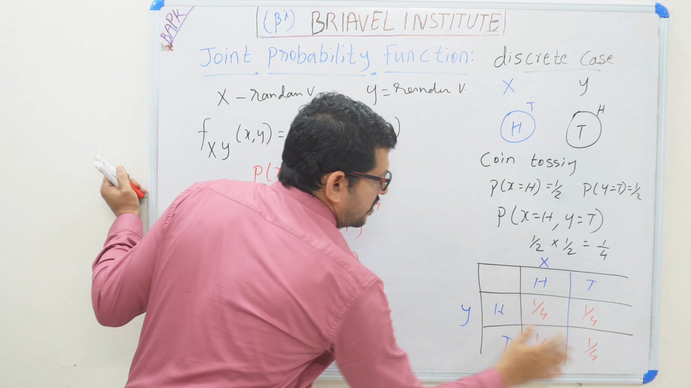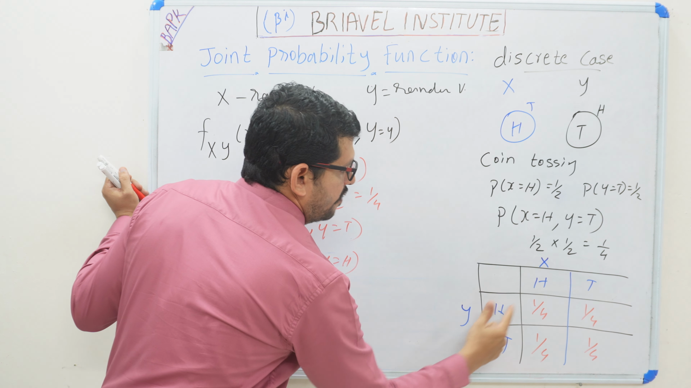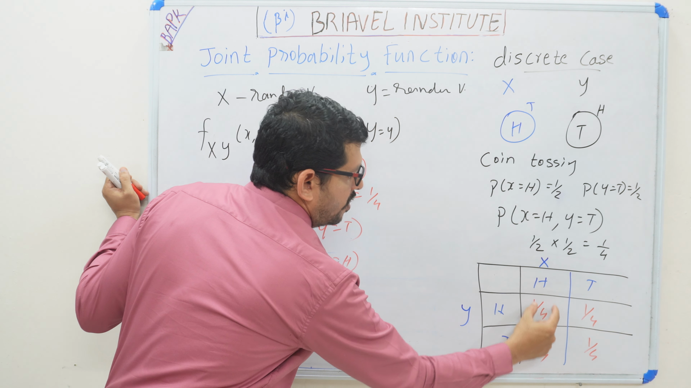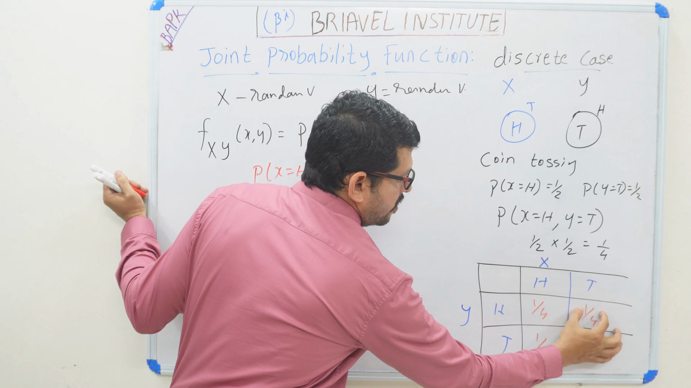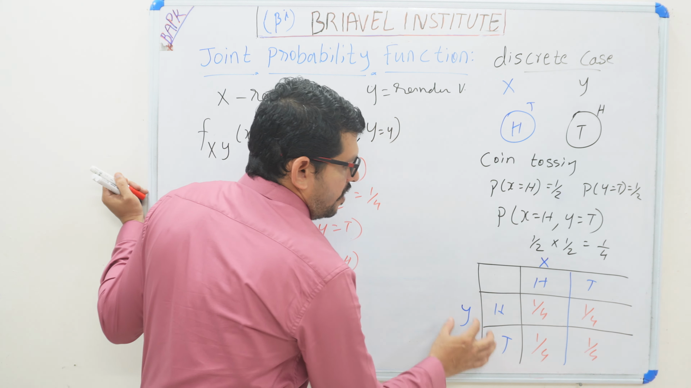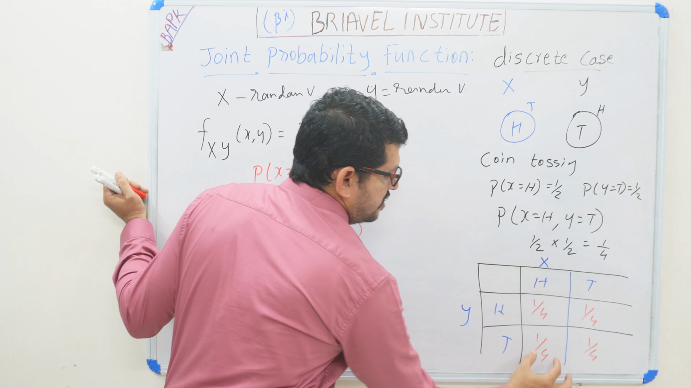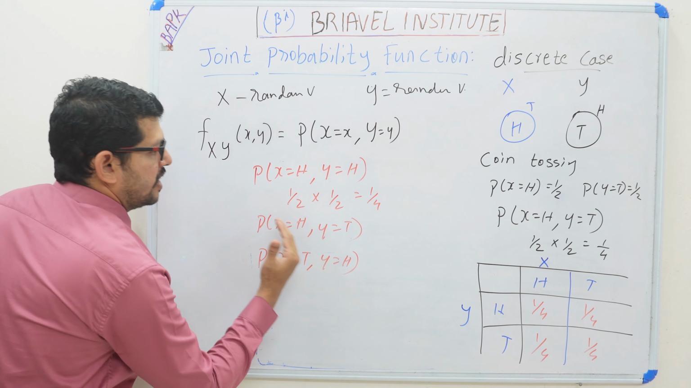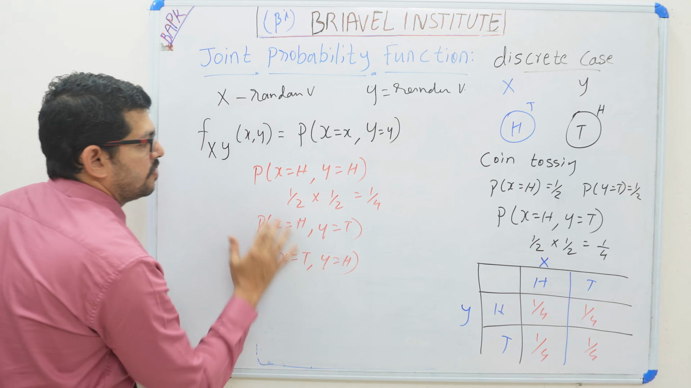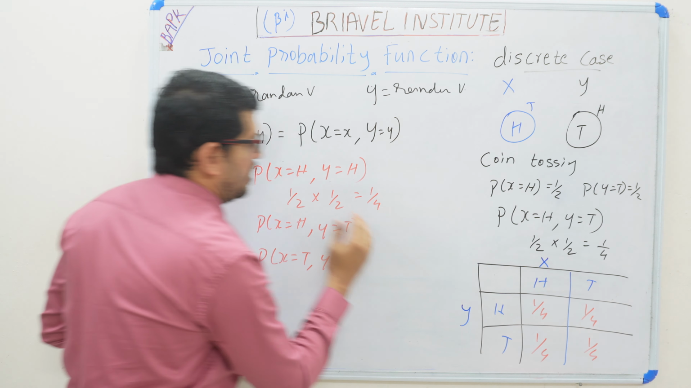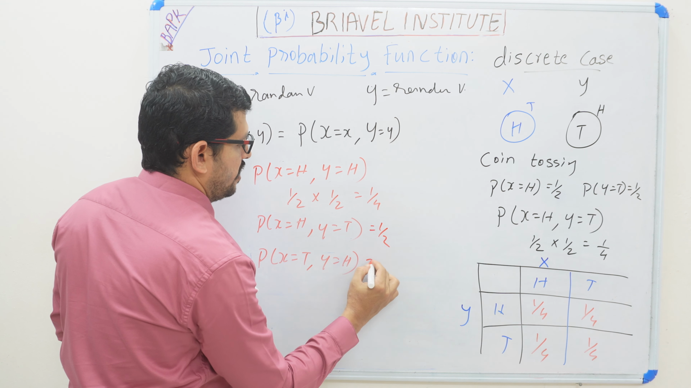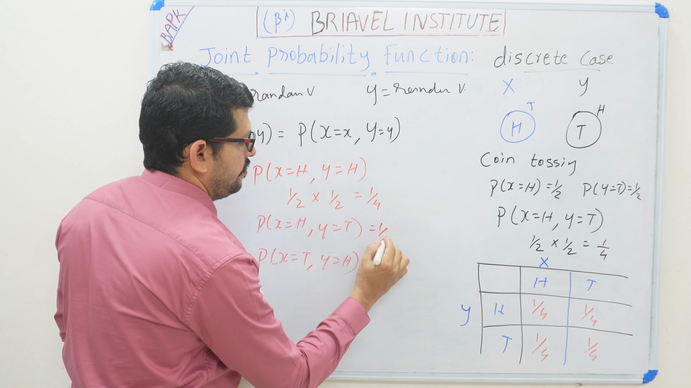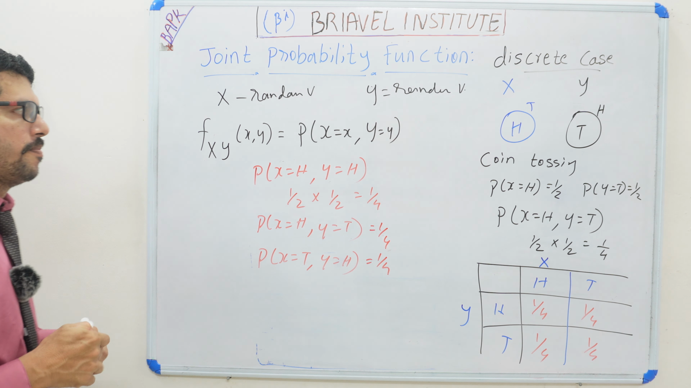So I have a chart. If x is equal to head and y is equal to head, what is my probability? It is 1 by 4. X is equal to tail and y is equal to head, what is my probability? It is also 1 by 4. Y is equal to tail and x is equal to head is 1 by 4. So I have to take this from this chart; I have to write these values from the chart. This is a representation, and if you have to write here also it is 1 by 4. Here also it is 1 by 4. So that is the probability.